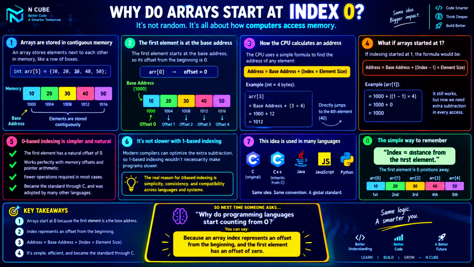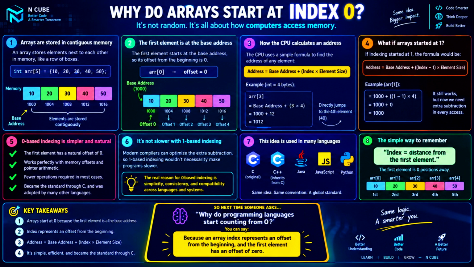What if arrays started at 1? If indexing started at 1, the formula would be: address equals base address plus (index minus 1) times element size. So for array of 1 we get 1000, meaning the offset value for the first element is 0. It still works, but now we need an extra subtraction in every access. Modern compilers optimize this, so it is not true that one-based indexing would necessarily make programs slow.